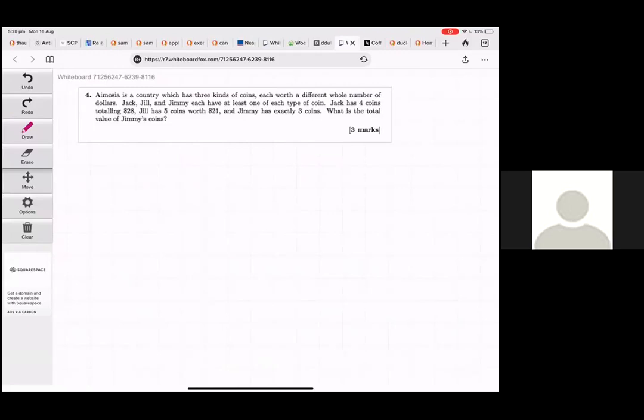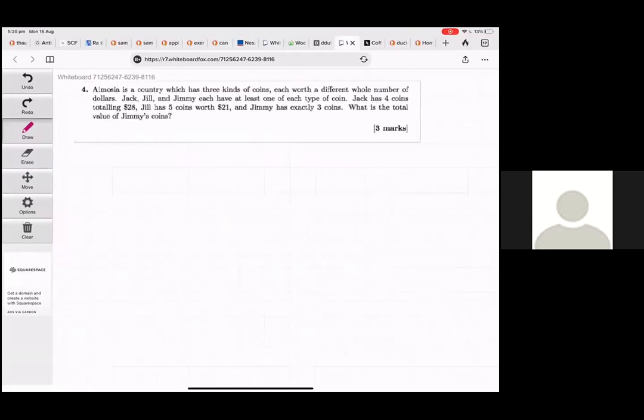Jack has 4 coins, totaling $28. Jill has 5 coins, totaling $21. And Jimmy has exactly 3. What is the total value of Jimmy's coins? So I think from the condition that they each have at least one of each type of coin, it's clear that Jimmy just has one of each type of coin. And so what we're really looking for is the total value of each of the coins summed up.